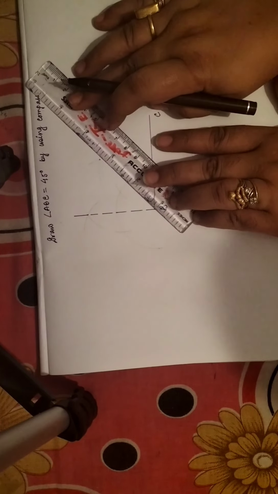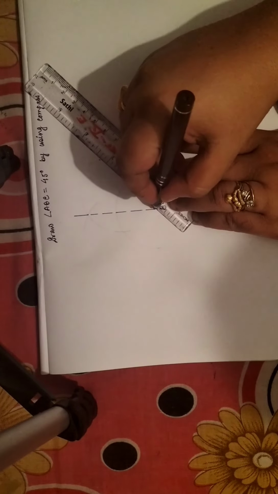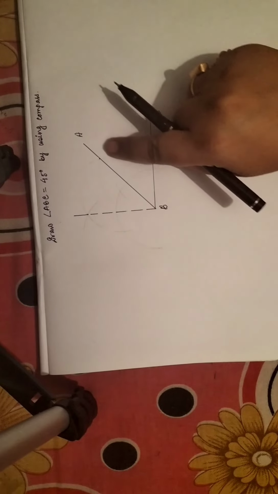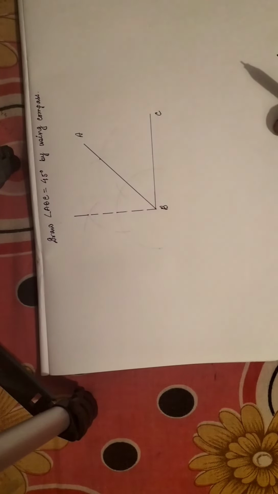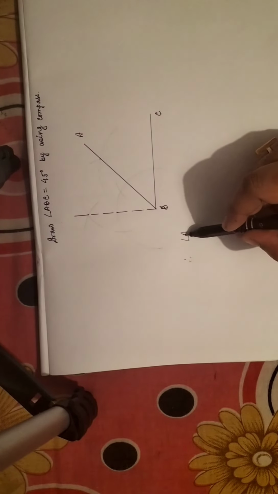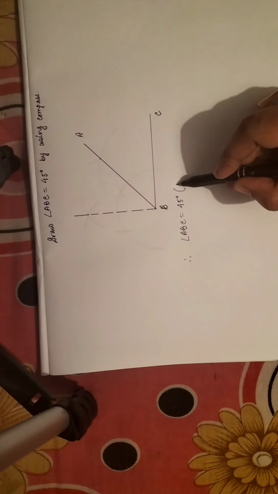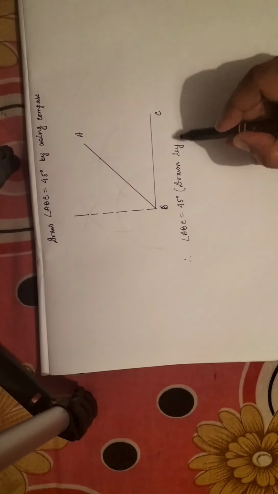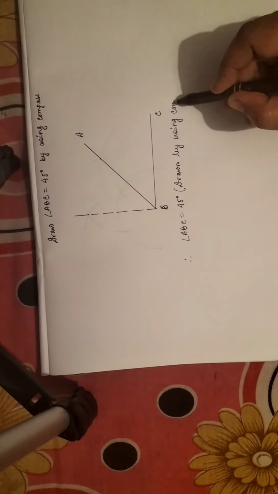Now this point of intersection is joined with B and is extended up to A. And hence, angle ABC, which is of measurement 45 degree, is found. So, angle ABC is equal to 45 degree, drawn by using compass.